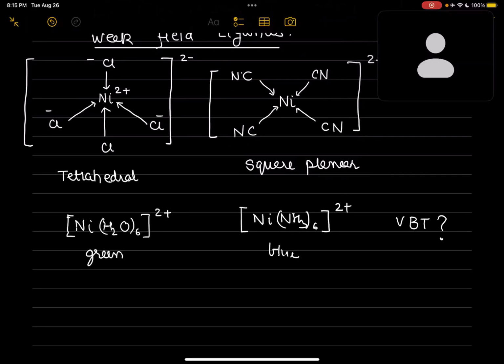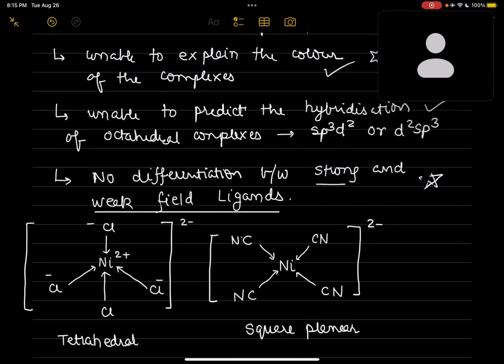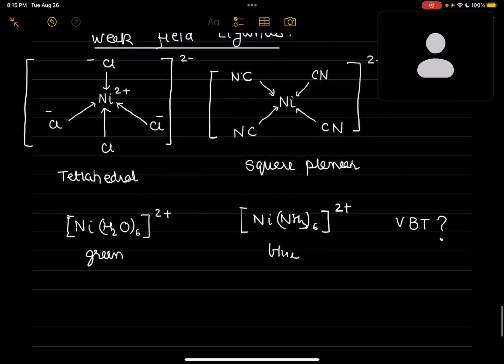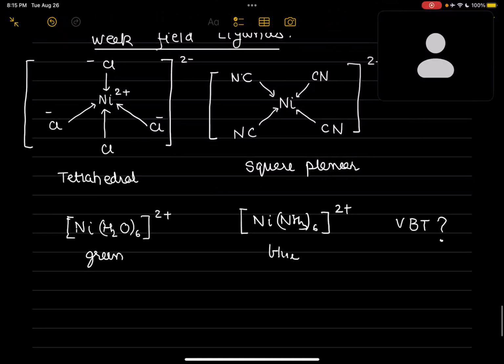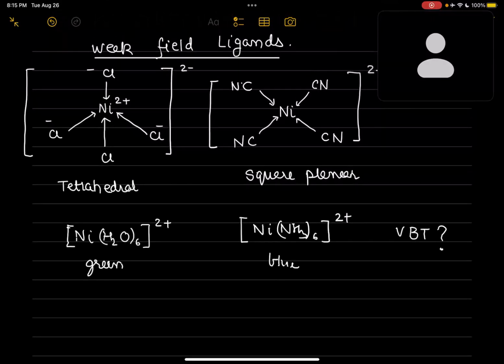The actual answer is what we will be discussing. We will know once you have the differentiation between the weak and the strong ligands in VBT. And this weak and strong ligand differentiation is adopted from another theory. Is it clear? That theory is actually CFT, crystal field theory. Okay.